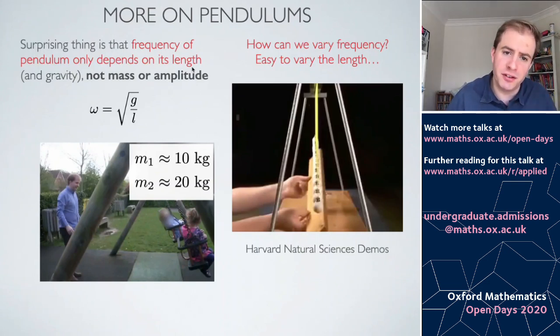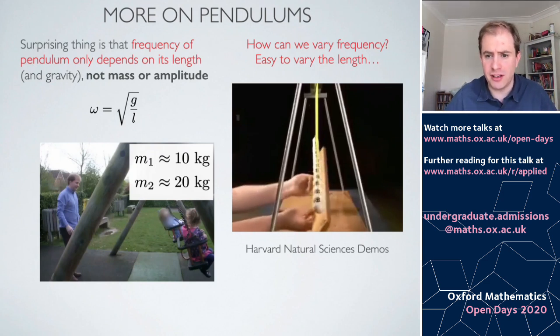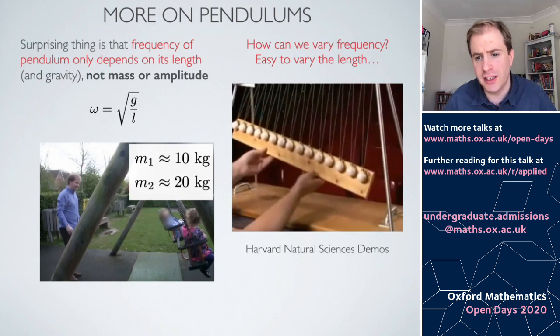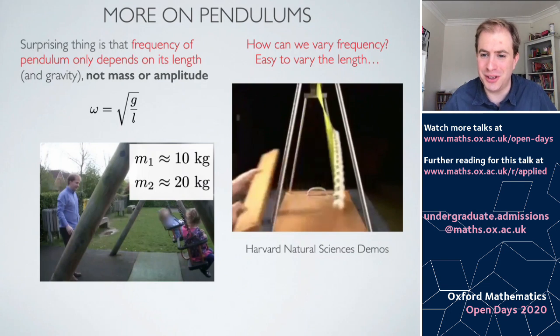So then the question is, if we want to vary the frequency of oscillation of a pendulum, we could imagine perhaps changing g by doing this experiment on the moon or Mars or somewhere else. But a much simpler way of changing the frequency has to be to change the length of the pendulum. There's a very nice demonstration of this on YouTube by the Harvard Natural Sciences demo, where they take a whole series of pendula of very different lengths and then they release them all at the same time. I'm just going to show you that movie because I think the motion is quite hypnotic.